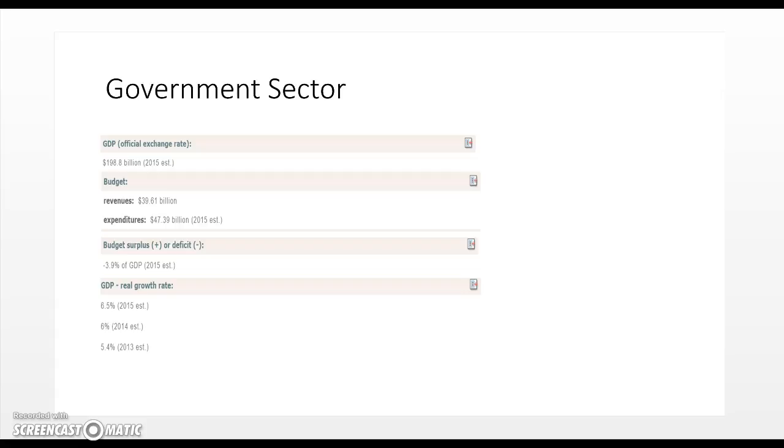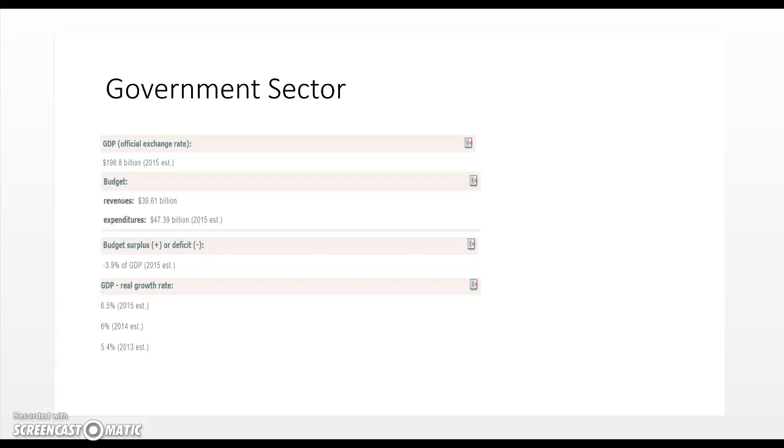Government sector. So we have a couple of GDP figures. The official GDP exchange rate is $198.8 billion in 2015. We have revenues, which are $39.61 billion, and expenditures, which are $47.39 billion. The budget surplus is negative. The budget deficit is negative 3.9% of GDP, which means the GDP is actually shrinking per year.